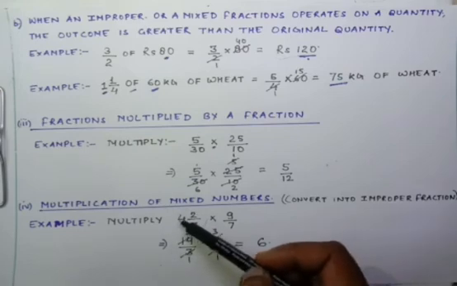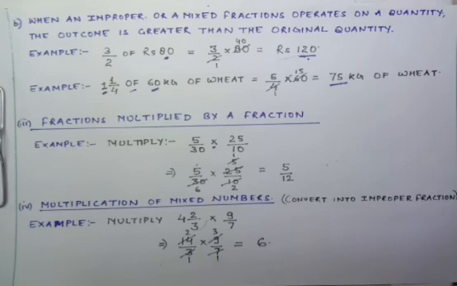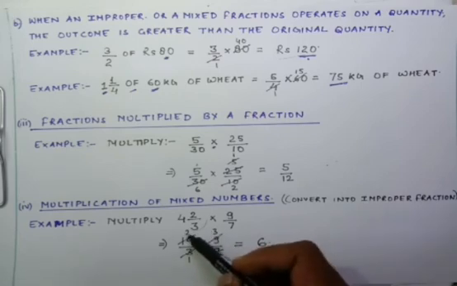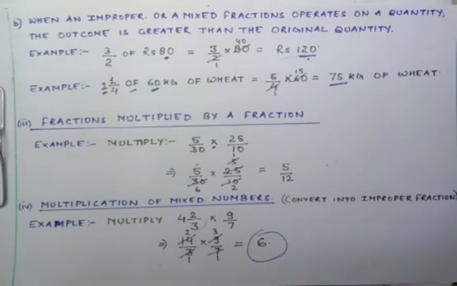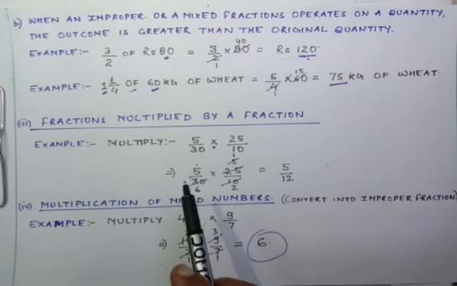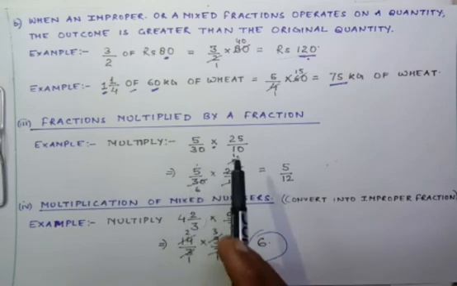So 3 4s are 12 and 2 is 14 upon 3 multiplied by 9 upon 7. So 3 1s are 3, 3 3s are 9, 7 1s are 7, 7 2s are 14. So what is the answer? 6. I hope all the topics that I have explained to you are very much clear to you.